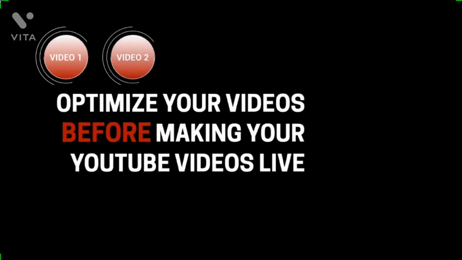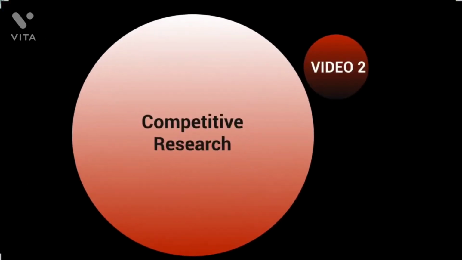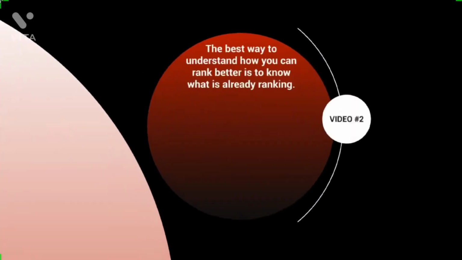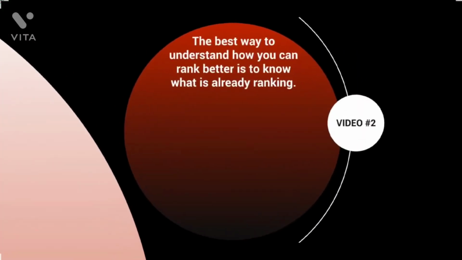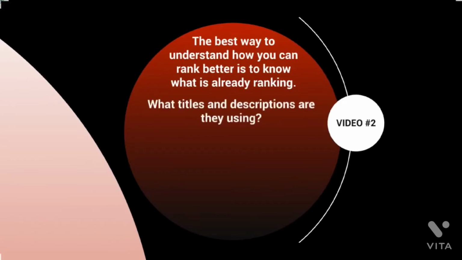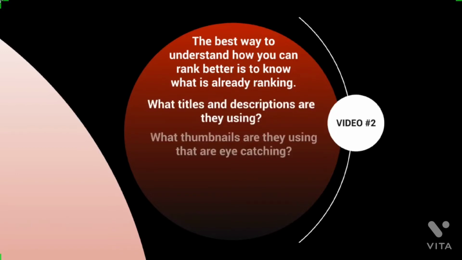Hello and welcome back. This is video number 2. So let's talk about competitive research. You see, the best way to understand how you can rank better is to know what is already ranking in your niche or your market. So what we want to do here is analyze the videos that are on the top. And I want you to specifically look at what titles, what descriptions they are using, and what thumbnails they are using that are eye-catching. And what is the user experience like when you click through those videos?